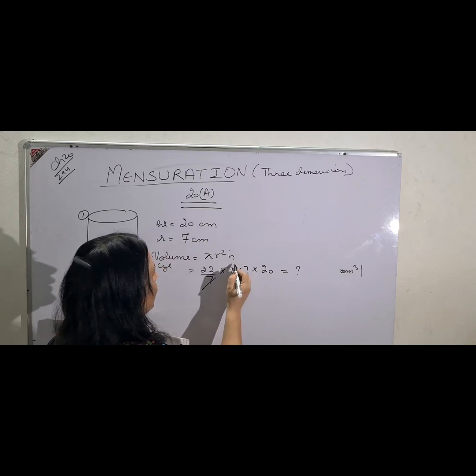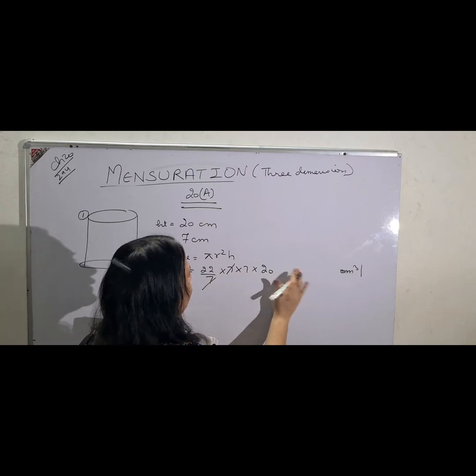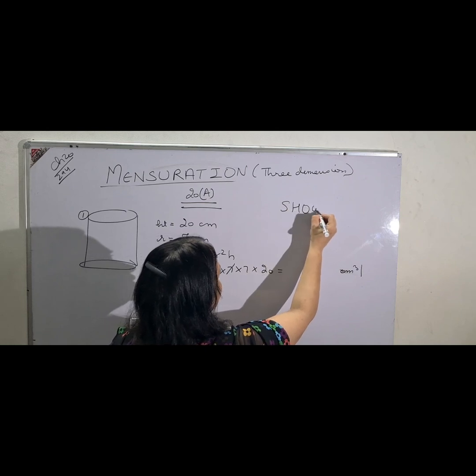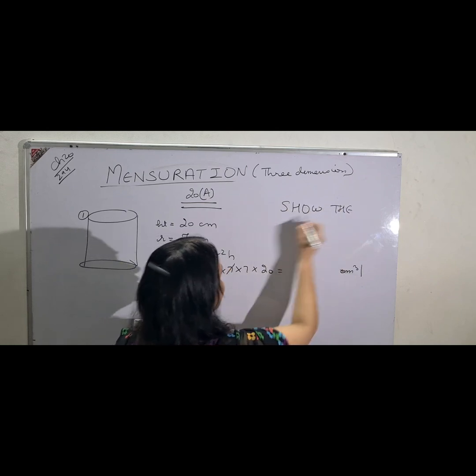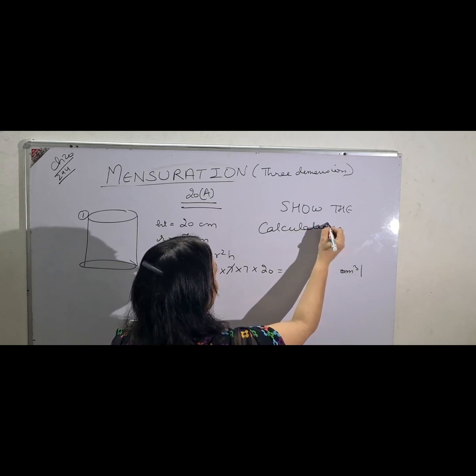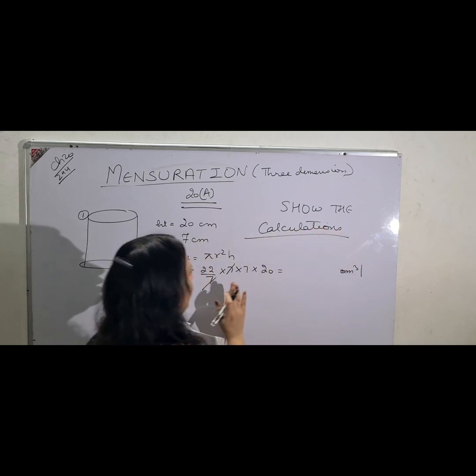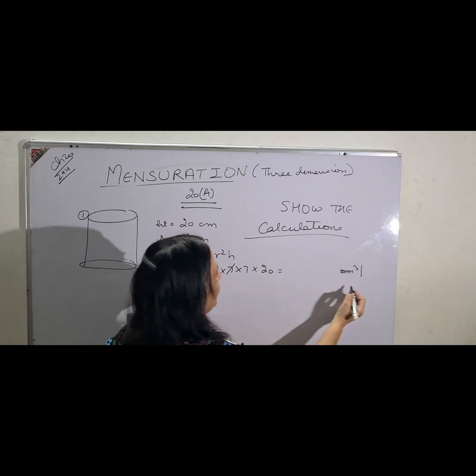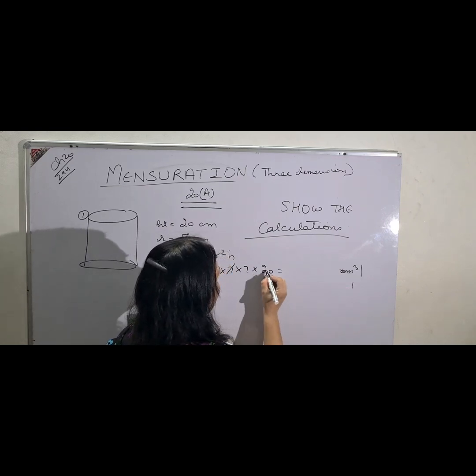Please show all the calculations in the rough column. I am writing in capital letters, show the calculations as they carry marks. If you will not show it, then you will not get marks. You show the cutting, you show the multiplication. Otherwise, you are responsible for your marks.